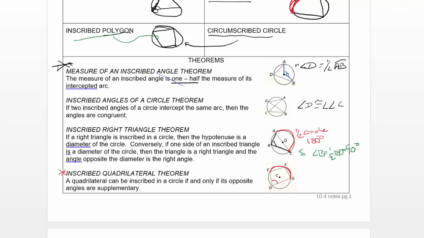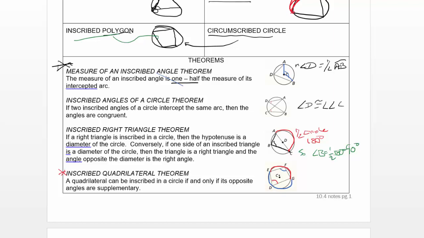And also, if you look at the angle that's opposite of it, angle EFG, if you go to the angle that's across from it, this angle intercepts this arc EDG. These two angles intercept arcs that completely cover the circle.